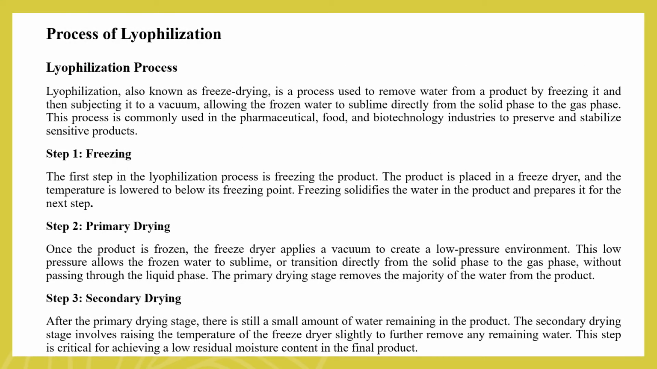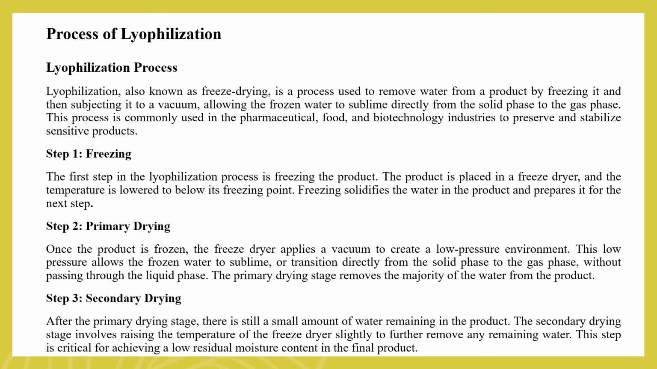Process of lyophilization. The process of lyophilization is also known as freeze drying, which is used to remove water from the product by freezing it and then subjecting it to vacuum, allowing the frozen water to sublime directly from the solid phase to the gas phase. The first step is freezing the product. In this, the product is placed in a freeze dryer and the temperature is lowered to below its freezing point.